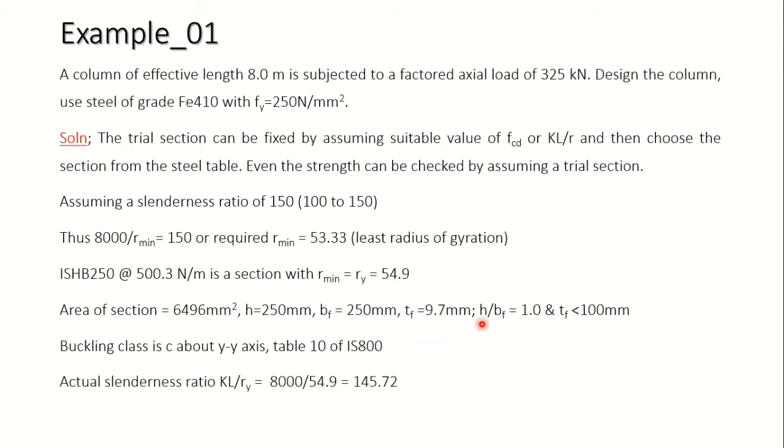Next we need to know what is the buckling class of this section, so that I can use the proper table in the IS 800. For knowing the buckling class of the section, we need to have this h upon bf ratio and the thickness of flange. So in this case, h upon bf comes out as 1.0, and the thickness of flange is less than 100. Flange thickness here is 9.7 mm. Now the buckling class, if I go to table 10 in IS 800, with these values, I have the buckling class given over there.